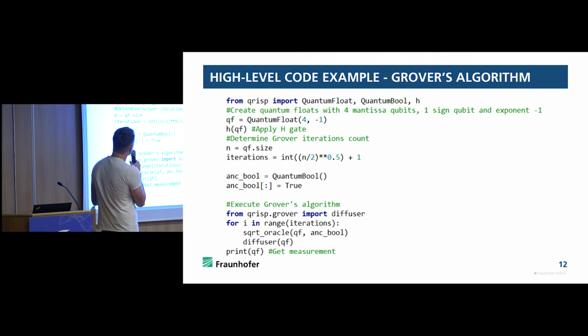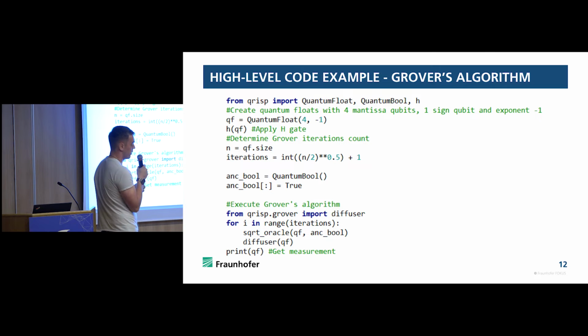Okay, the first step of actual coding is creating a quantum float object, and the 4 here stands for a mantissa size of 4, and the -1 stands for an exponent of -1. Next, we will apply an H gate onto all the qubits of the quantum float, as is usual in coding Grover's algorithm. The next step is to determine the amount of Grover iterations.